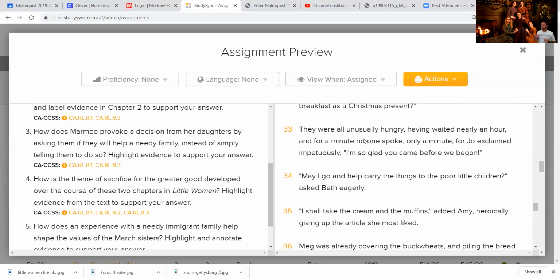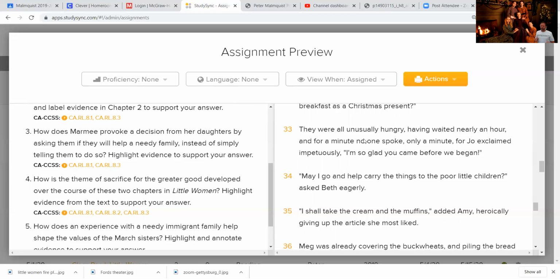Okay. So if Mom is giving all the daughters this command, they might be regretful of that, right? Remember, they don't have a lot. It's Christmas time. And if they're just being told you're going to give up your breakfast and we're not going to have a whole lot for breakfast, they could be upset about that. But the mother does something different. The mother doesn't command them, right? She asks her daughters. So here, again, it says, how does Marmee provoke a decision from her daughters? By asking them if they will help a needy family. She's putting it on them to decide.